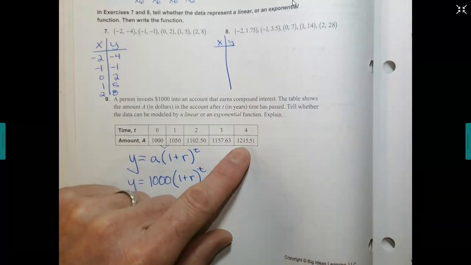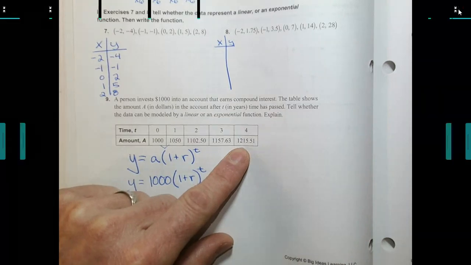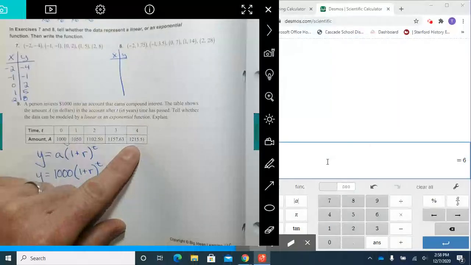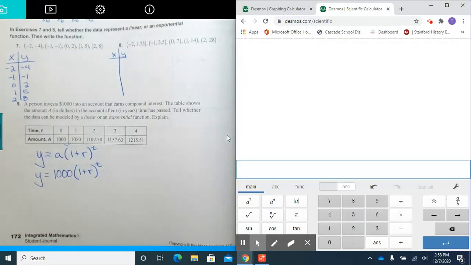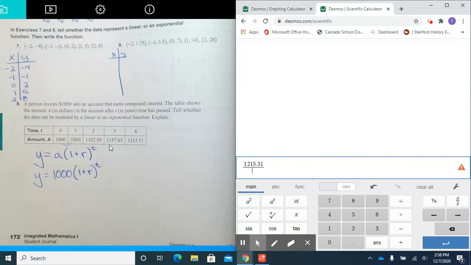Why don't we see what we get when we put this into the scientific calculator? And let's do 1215.51 divided by 1157.63. Okay, so I see a rate of change right there. Okay, I want to see if it's the same for this next one.